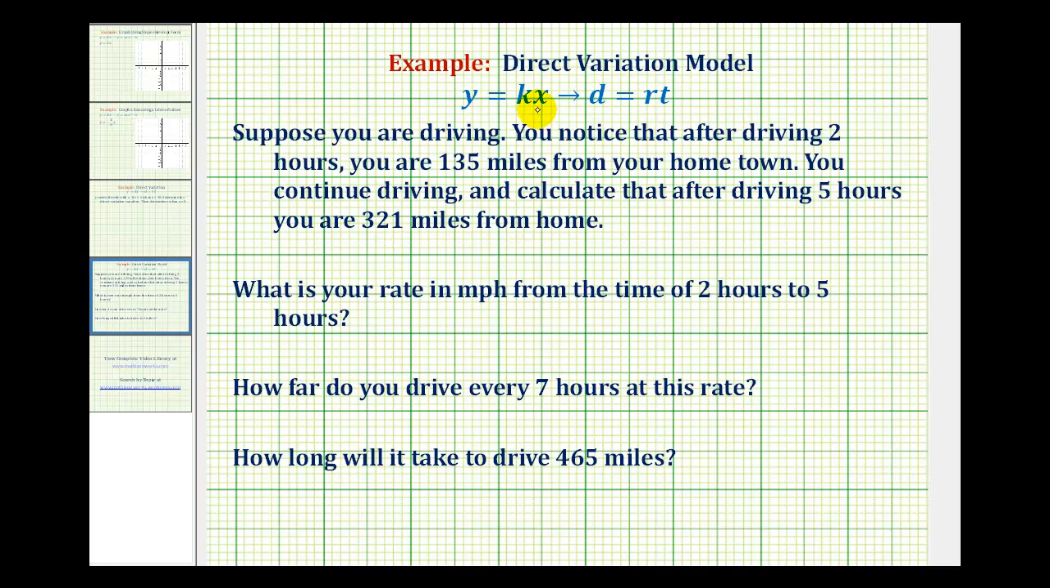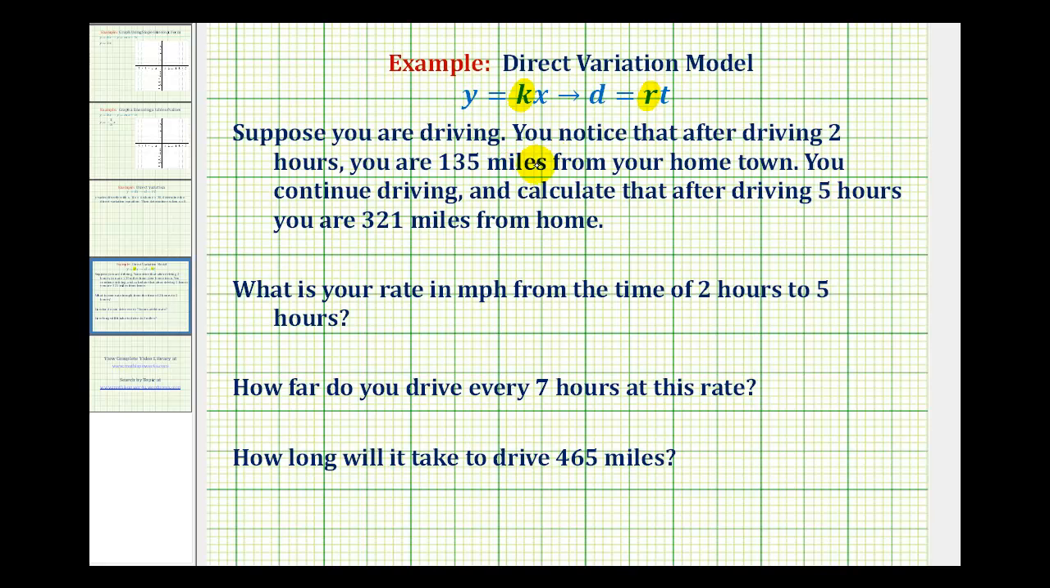One example of a direct variation model is the equation distance equals rate times time. We normally express direct variation as y equals k times x, but notice how the distance formula fits this form, where the constant of variation k would be the rate. And here's a sample application problem.